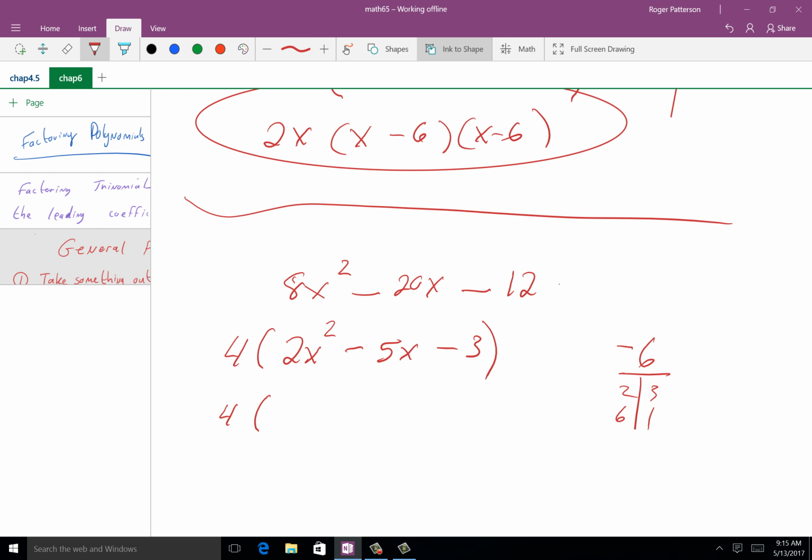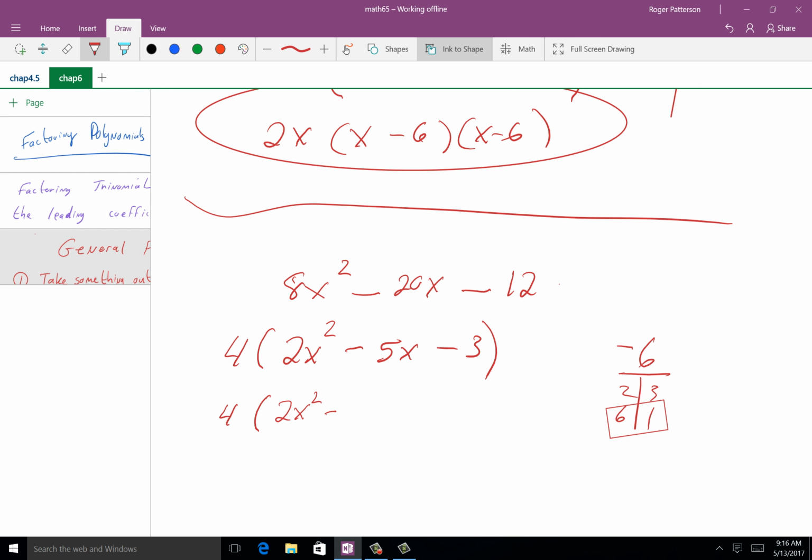Okay, so which ones do we want? 6 and 1. Okay, I don't know why this thing's predicting my writing, I do stuff and it makes a shape out of it. So now I get 2x squared. Let's see, I think I'll go with -3x.